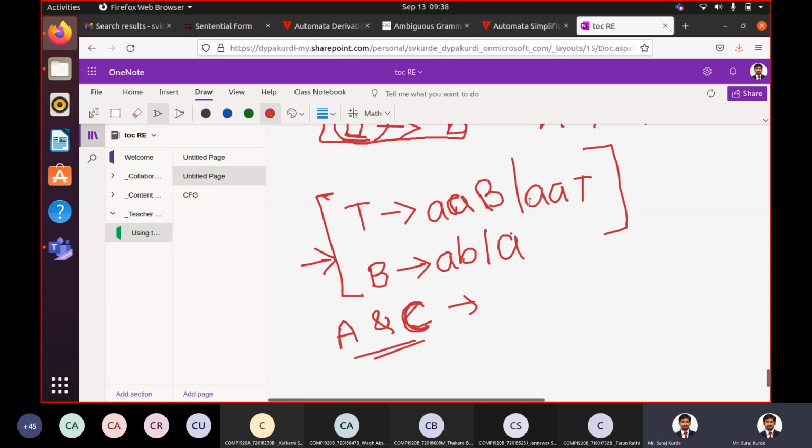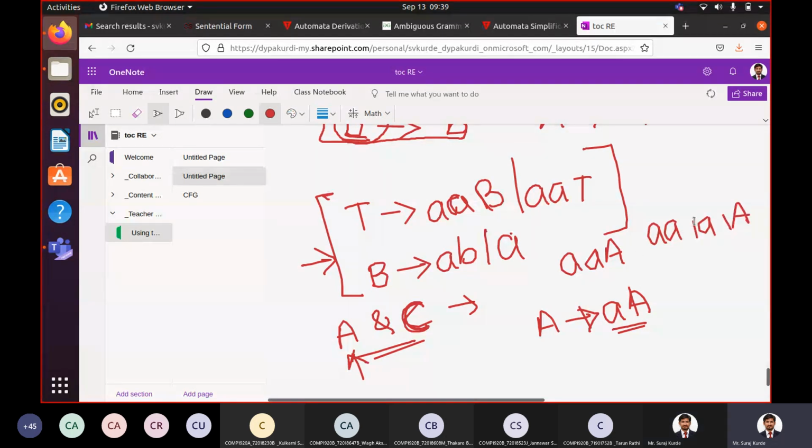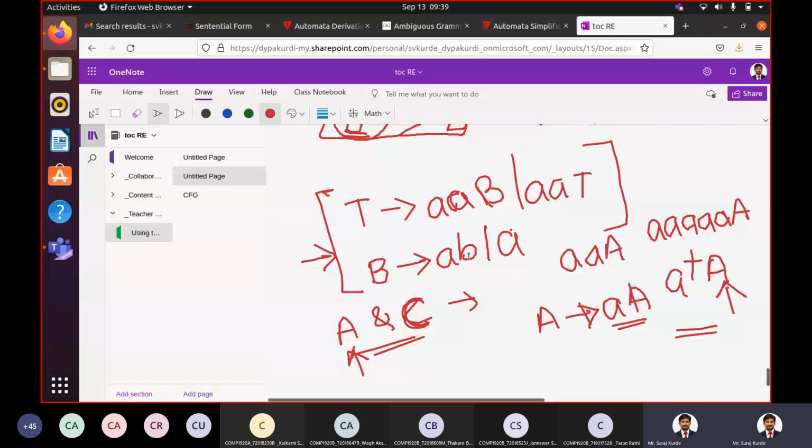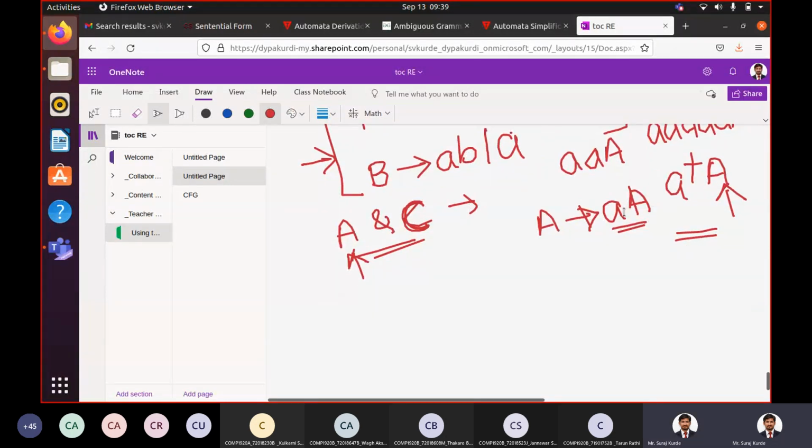C is removed because it does not appear on the right hand side of any production rule. A is removed because it never terminates. It always produces small a, then A any number of times, and at the end again A. So small a plus capital A, and for this capital A, there is no terminal. So we have to remove capital A. This is the useless symbol and its removal.